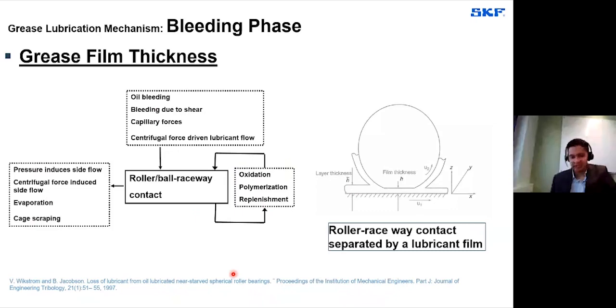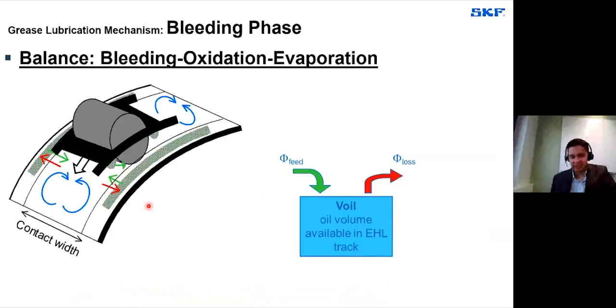So this is again a schematic representation where I'm showing the balance. If you want to have a healthy EHL on your track, then you should maintain the oil volume. That can be balanced by the feed and loss mechanism. That means the grease can supply lubricant to the contact, one way by capillary forces, where the grease present on the shields can induce the flow of oil into the contacts. In the same way, the grease present in the cage bars can also bleed oil into the contacts. So these act as a feeding mechanism.